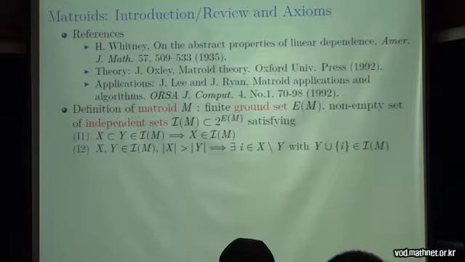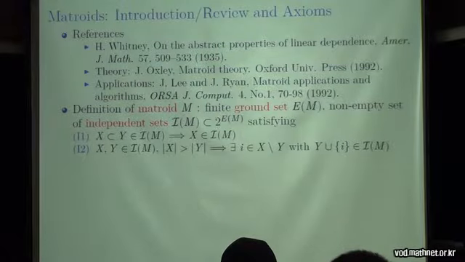And you can see for linear independence, if I had a finite set of points in some vector space, and I define independent sets to be the linearly independent sets, then they obviously have these simple properties. The other big motivating example is graphs. If I define the independent sets of edges of a graph to be the acyclic sets of edges, then it takes a little bit to see why the second property holds, but it holds for that as well.